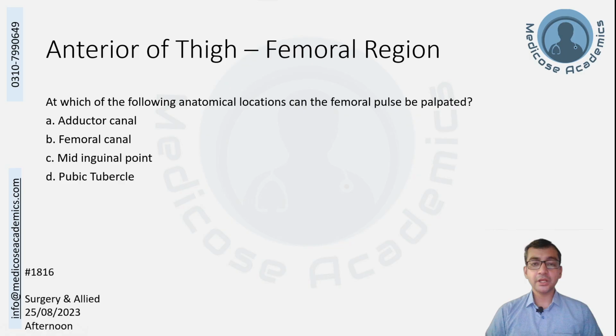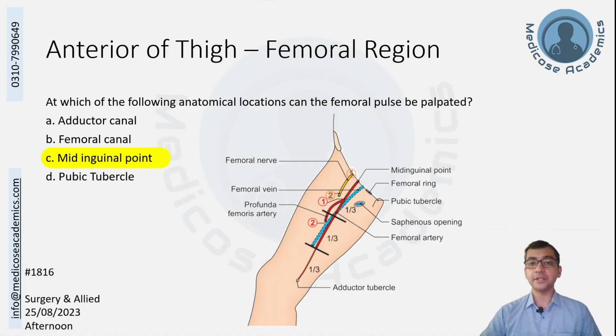At which of the following anatomical locations can a femoral pulse be palpated? The femoral pulse is palpated at the point that is midway between the anterior superior iliac spine here and the pubic tubercle. Just below this point, about half an inch or so, there is the femoral artery that can be palpated. That palpation is very important for cannulation of the femoral artery, or most commonly cannulation of the femoral vein, which is done in emergency dialysis when you have to place a central venous catheter there.